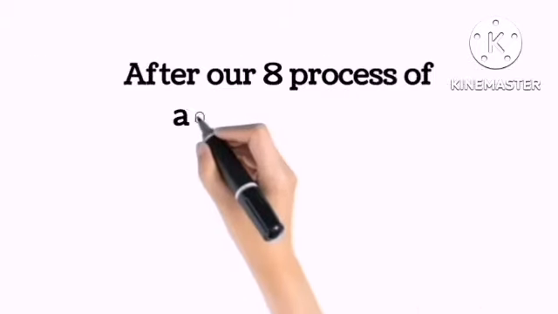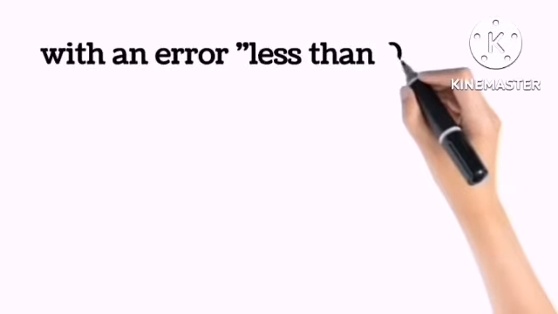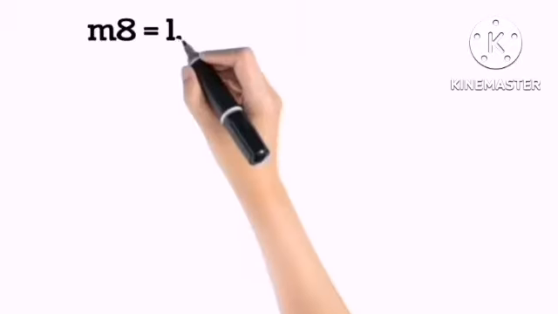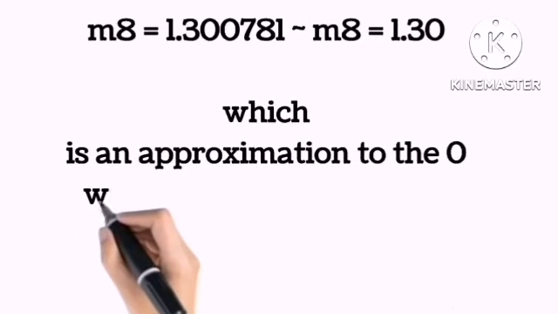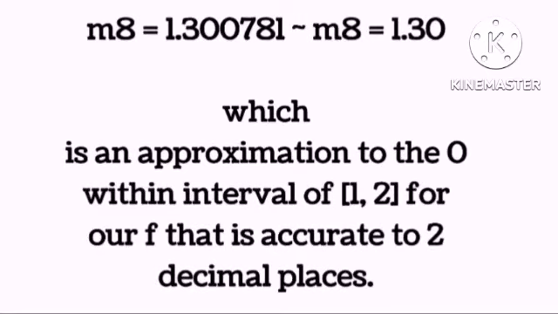So after our eighth approximation, we find that our m sub 8 is equal to 1.3000781 with an error less than 0.005, or negative 0.0581042, which is less than 0. Hence, we need to round it off to 2 decimal places. We find that our m sub 8 is equal to 1.30, which is an approximation to the 0 of our f with an interval of 1 and 2, accurate to 2 decimal places.